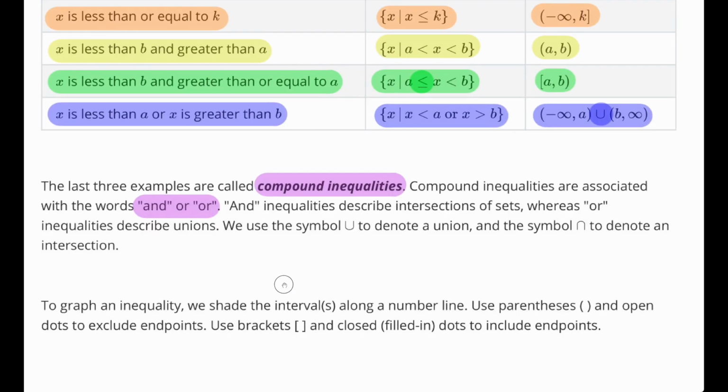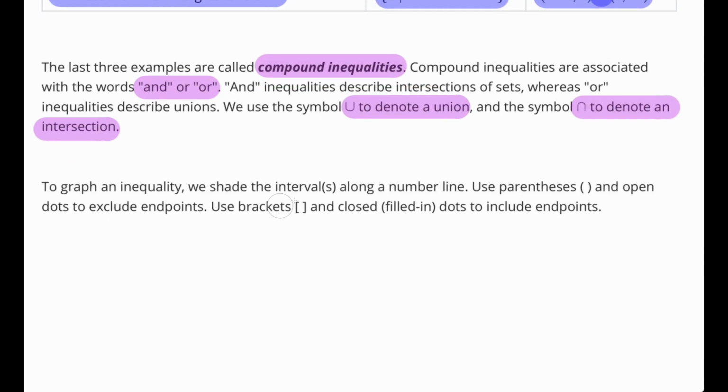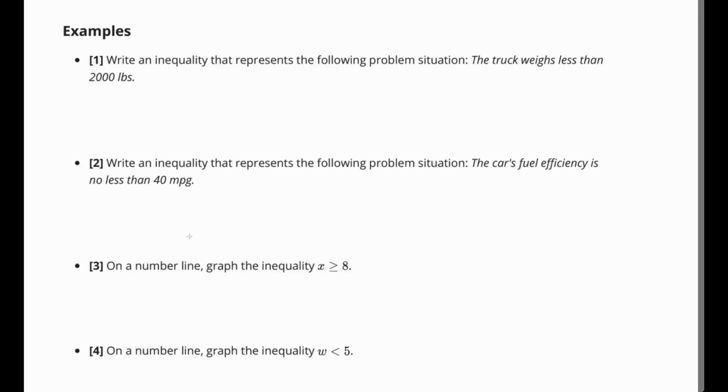Let's see here. We kind of talked about this union symbol as well. There's the opposite, so it says to denote an intersection. It's the union but upside down. We're not really going to worry about that so much in this section, but the union for sure we're going to be going over. All right, and then it says to graph an inequality, we shade the intervals along a number line. We're just going to be doing an x number line, an x-axis number line, and we're going to use parentheses or open dots to exclude endpoints. It'll kind of make more sense as we do that as well. The brackets and closed fill dots will also be used. All right, let's look at some of these examples to kind of make sense of all this notation here.